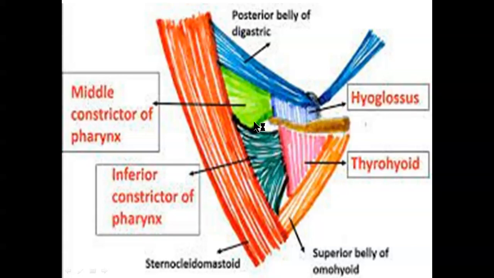Now I'm talking about the roof of the carotid triangle, or any of the triangles of the anterior triangle. The roof would be all the same: your investing layer of deep cervical fascia. The investing layer covers all of them, therefore forming the roof of all the triangles. The floor would be formed by these four muscles: hyoglossus, thyrohyoid, and the middle and inferior constrictors of the pharynx.